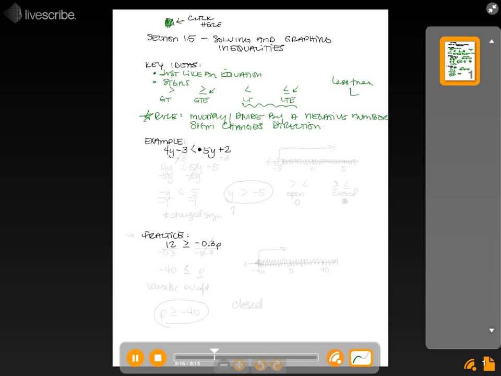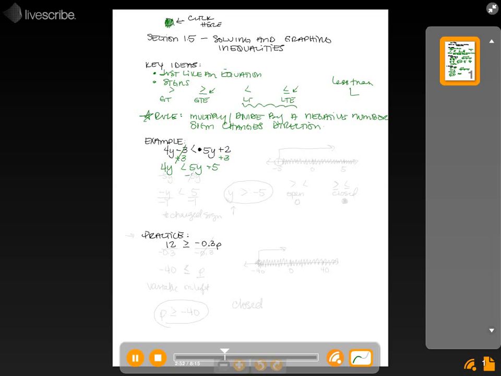Now, we'll talk about graphing after we solve an example, but the first thing we're going to do is we're going to solve an example. We've got 4y minus 3 is less than, notice that sign makes the L, 5y plus 2. So we're going to solve it just like we would in an equation. I'm going to start with our 3. We're going to add 3. We're going to do the opposite so that it cancels out. We get 4y is less than 5y. Positive 2 plus 3 is 5.